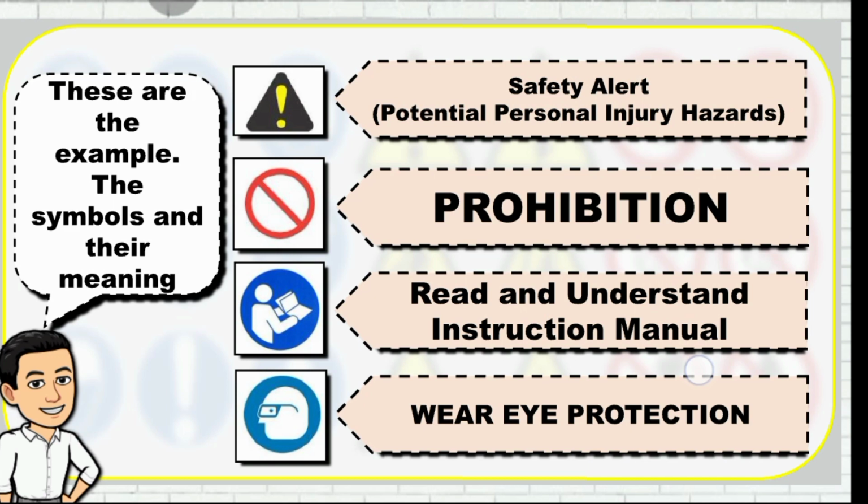And then the second symbol is a round red object with a slash na naka-slash dyan. It means may prohibition o may pinagbabawal. Alam niyo class, ito ay commonly nakikita natin kapag may mga prohibition o may mga pinagbabawal sa iba't ibang lugar. So may isang particular na object na dinidescribe, and then once na may slash siya, ibig sabihin prohibition yon. Okay? And then next is read and understand the instruction manual.